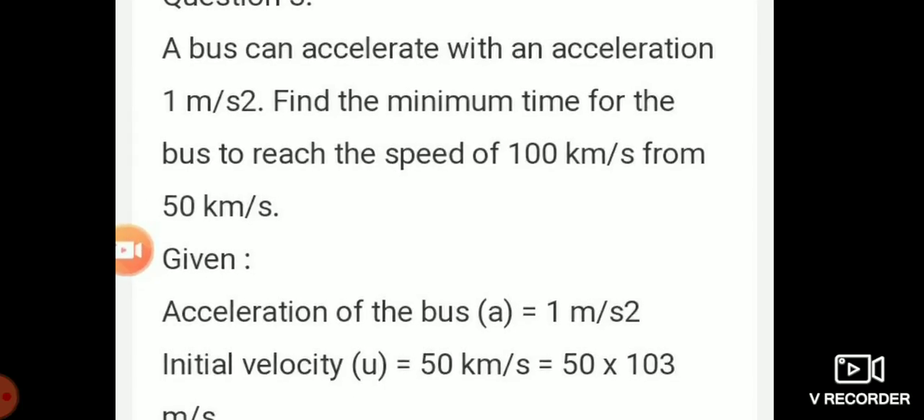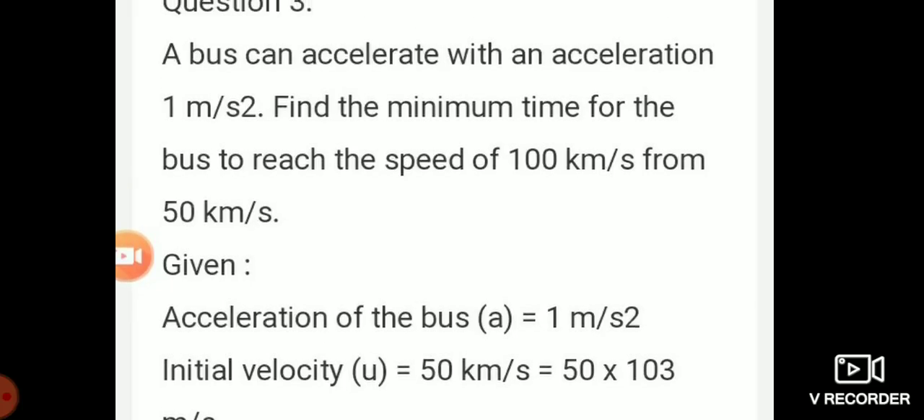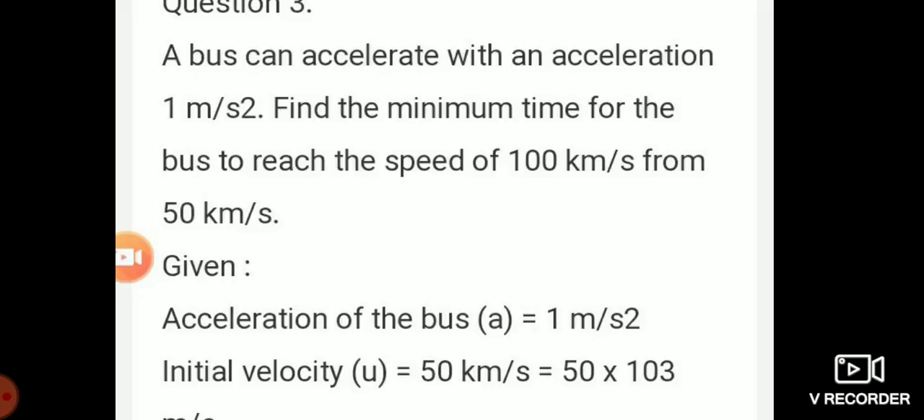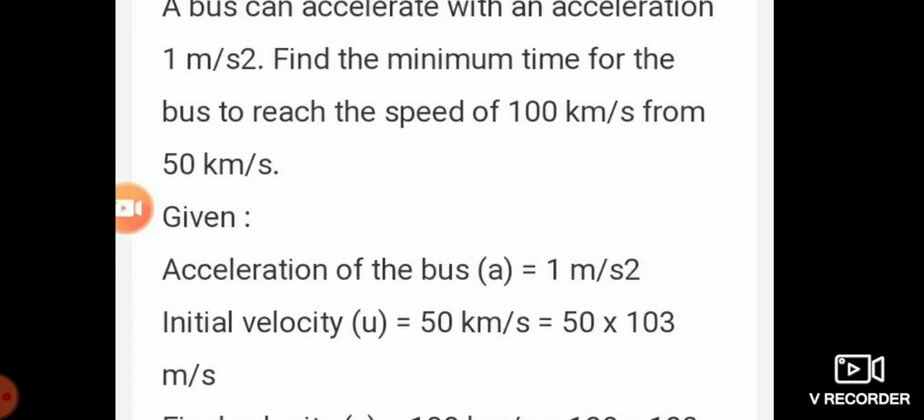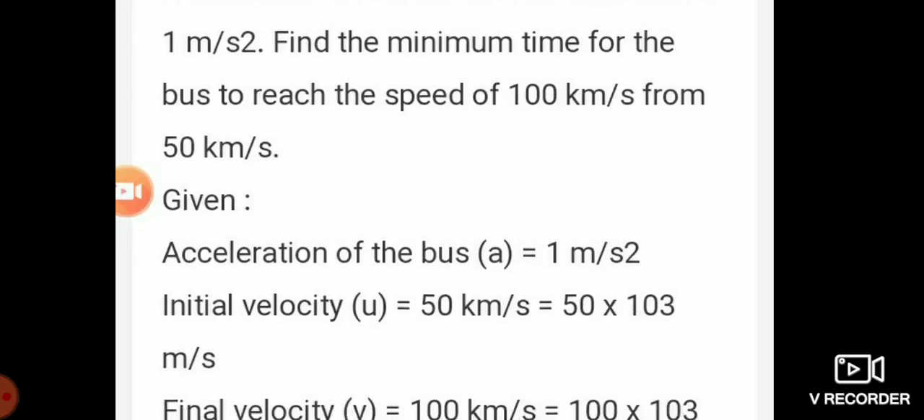Now acceleration of the bus, that is a, is equal to how much? 1 meter per second squared. Next, initial velocity, within the bracket u, is equal to 50 km per second.